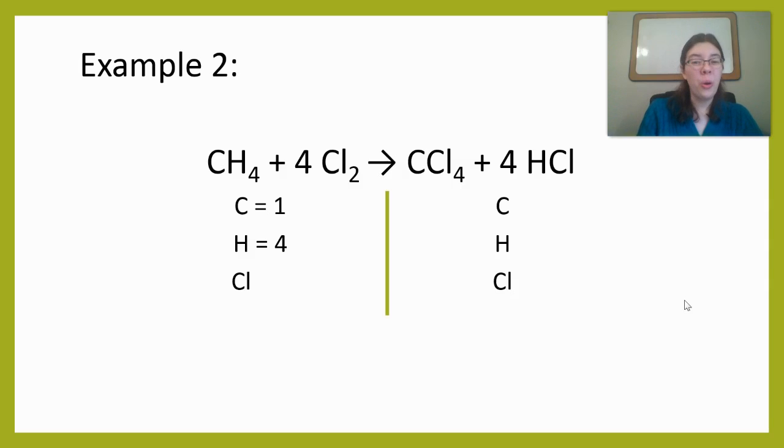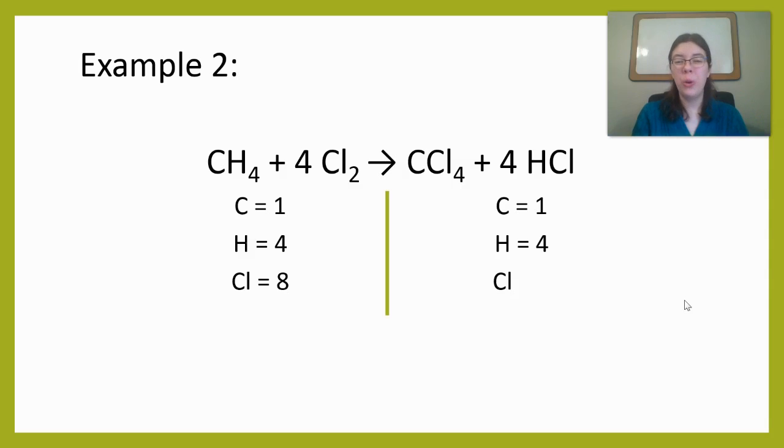And then for chlorine, I have a subscript of 2, and I have a coefficient of 4. So that means I have 4 groups of 2 atoms. So 4 times 2 is 8. Now on the product side, for carbon, again, I have 1 of those. For my hydrogen, I have no subscripts, but I have a coefficient of 4. So that means I have 4 groups of 1 hydrogen, so that's 4.